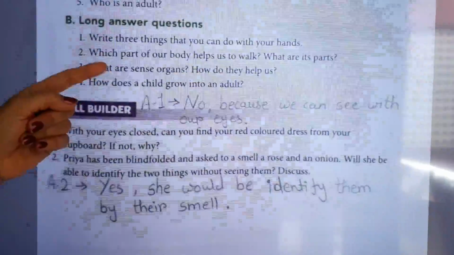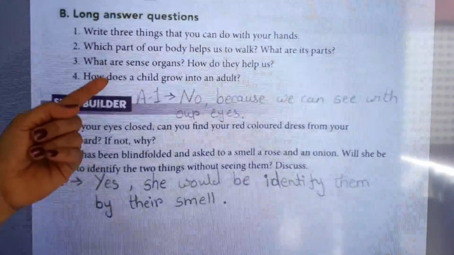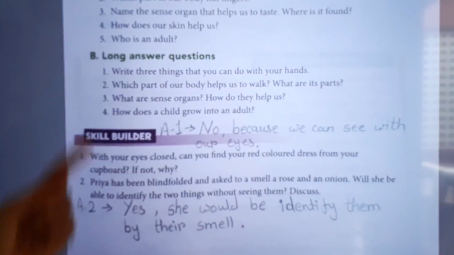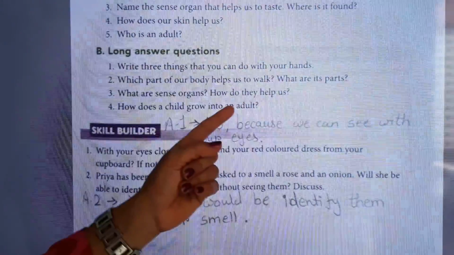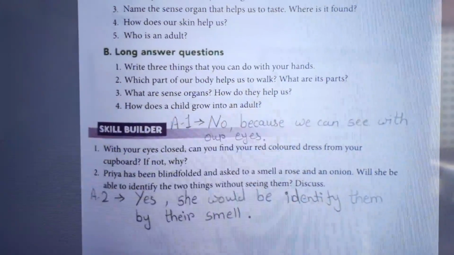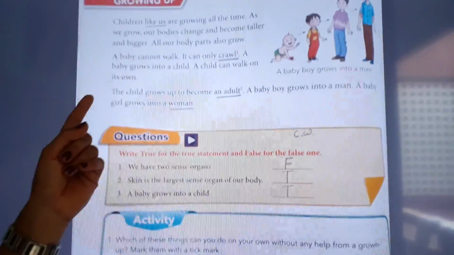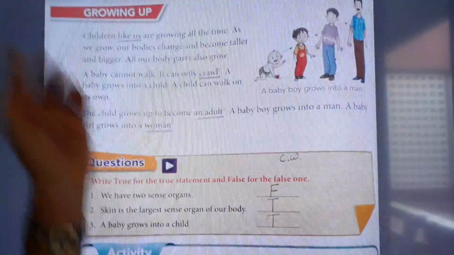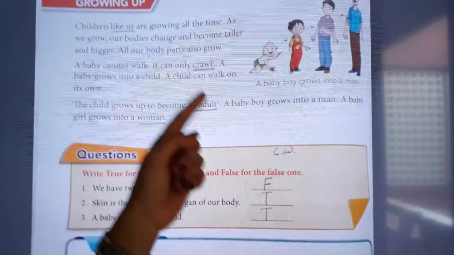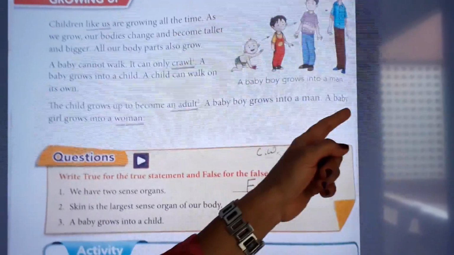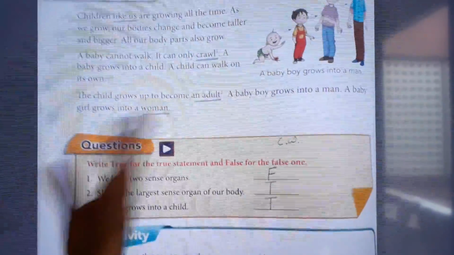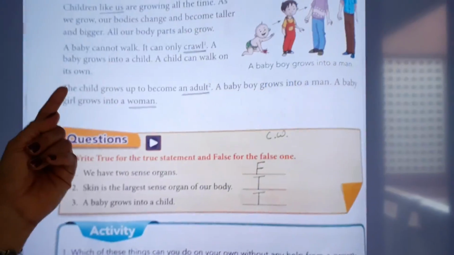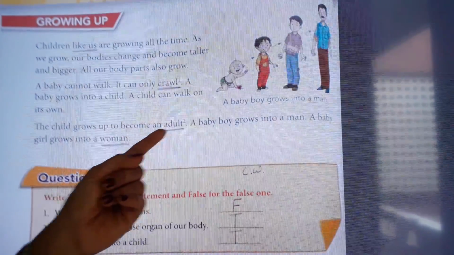Now we are discussing question number 4. We will write only these 3. Number 4: how does a child grow into an adult? A child grows up slowly and becomes an adult. A baby boy grows into a man. A baby girl grows into a woman.